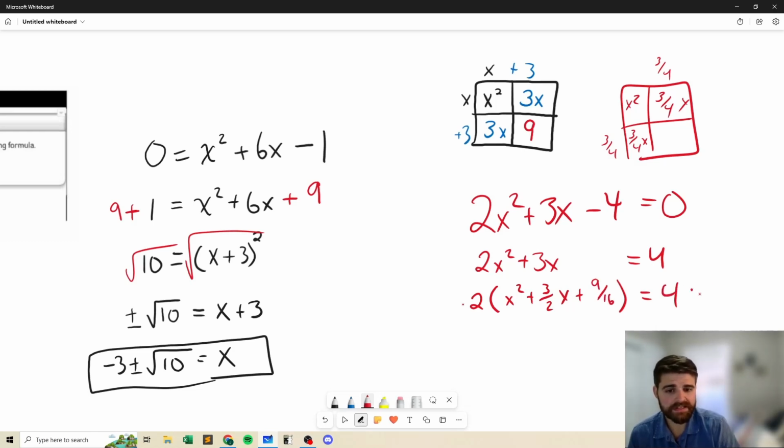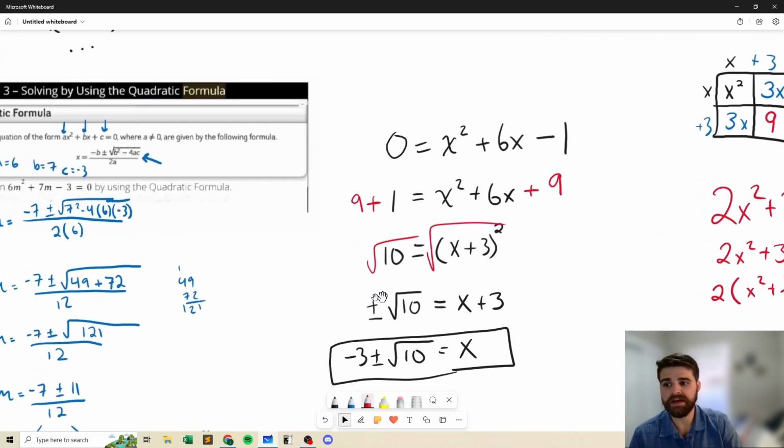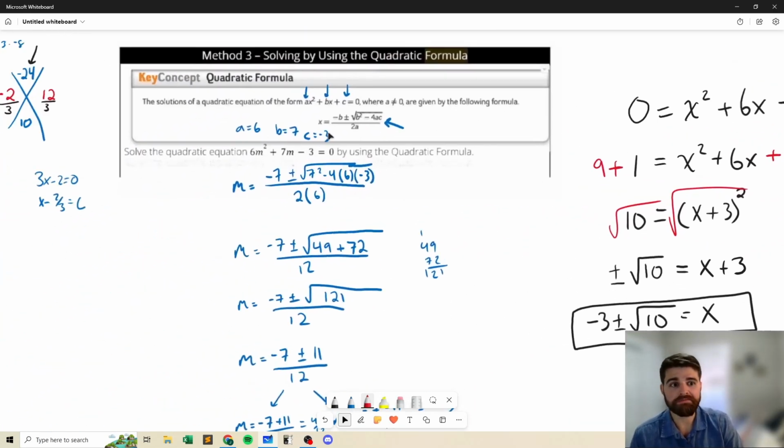We add that to the other side, but notice this is not just 9/16 being added to the equation. It's 9/16 times 2 being added to the equation. So we'd have to do that on the other side as well. We can still do it, we can still fight through the math and solve it algebraically, but completing the square can get pretty complicated. So there will be times where quadratic formula might be your best route.